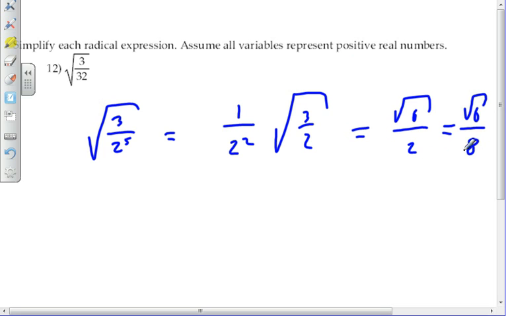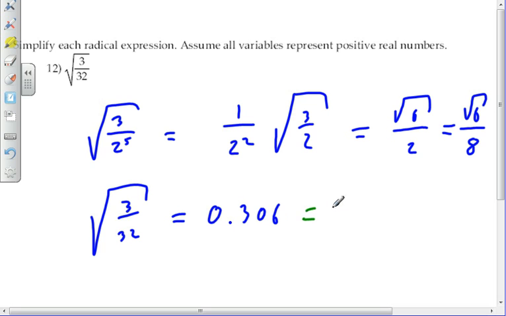What we'd probably do is just put it in our calculator and say the square root of 3 over 32. 0.306? Yes, sir. 0.306. My calculator approved the message. Now, that's probably too many significant digits, so 0.3 is probably a better answer.